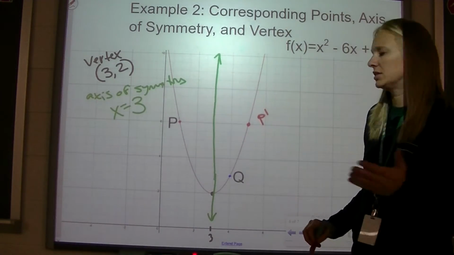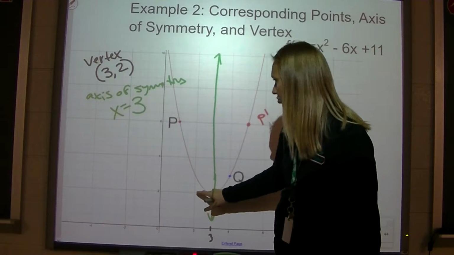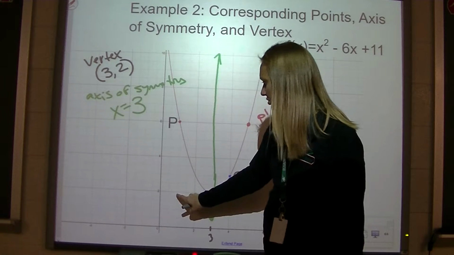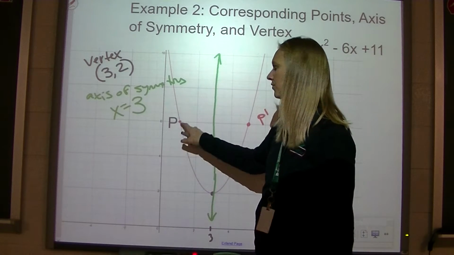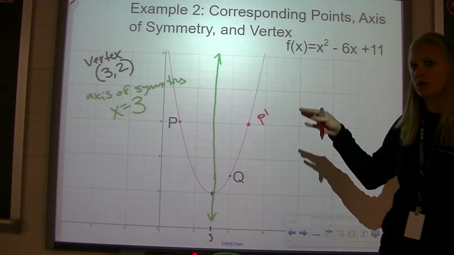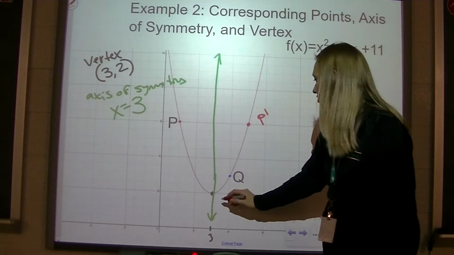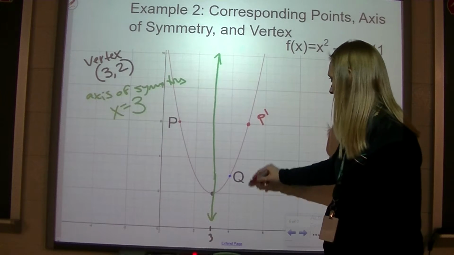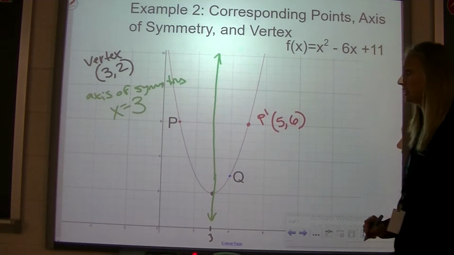Or I think in the notes I said, all right, if you look at your vertex, point P is 2, 1, 2 to the left, and then up 1, 2, 3, 4. So your P prime has to be 2 to the right and also up 4, because it needs to be the same distance away from your vertex. So if I went 2 to the right here, I'd be at (5, 6). So P prime is (5, 6).